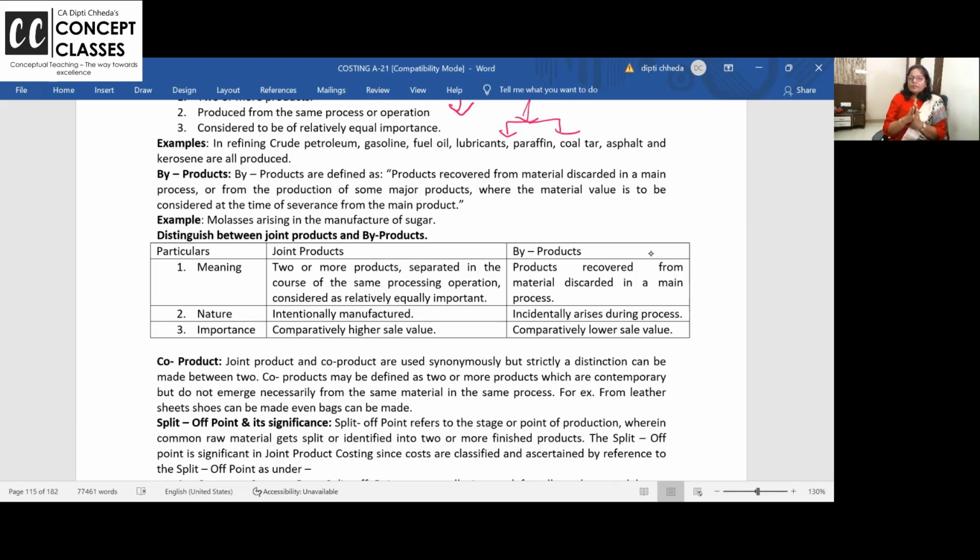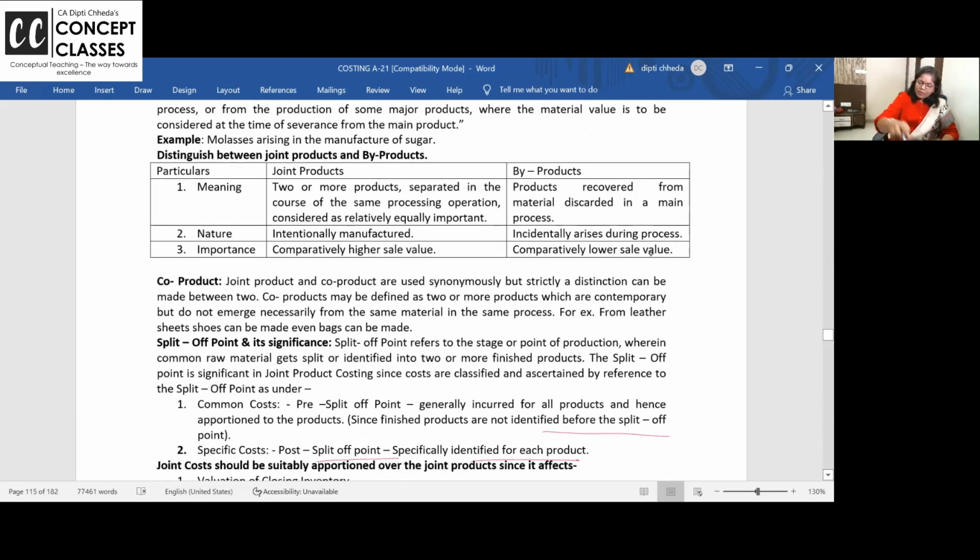Now, joint product is clear to you. Now, byproduct is clear. One more new term I am introducing here is co-products. Joint products are two products which are produced of similar value. Co-product is a choice. From a leather sheet, either you can make a laptop bag, or you can make shoes. So, co-product is any one of the products which is prepared. Joint product and co-product are used synonymously, but strictly a distinction can be made.